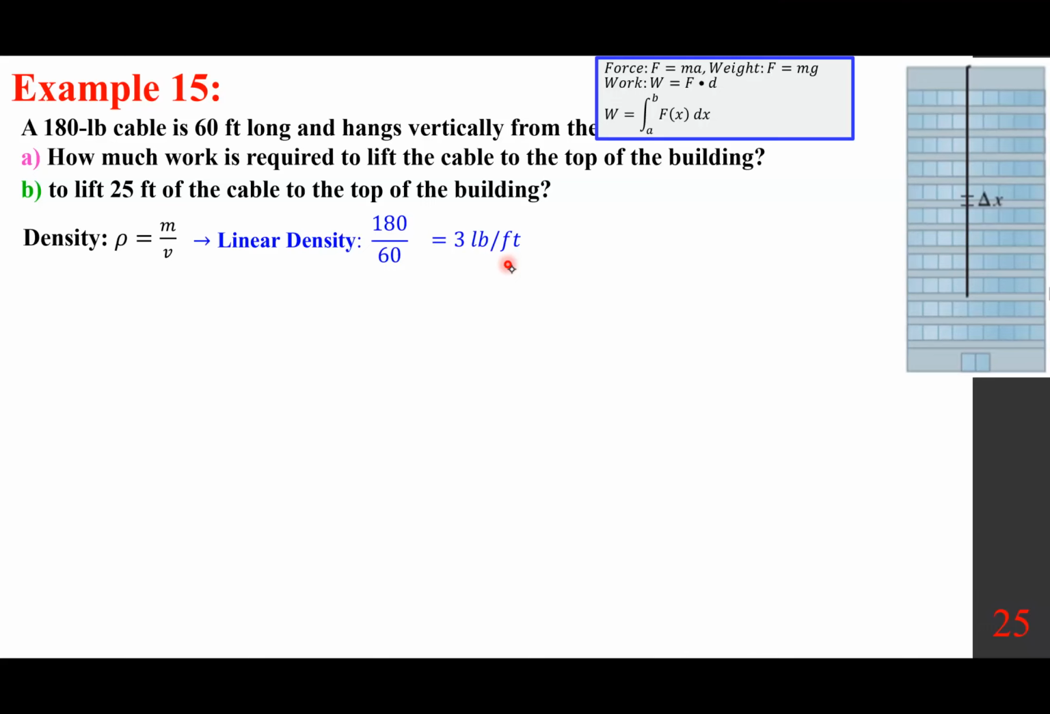So now we have a tall building, 60 feet long. The purpose of a tall building is that, you know, it's taller than 60. That's the concept.